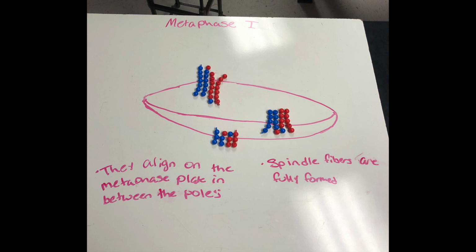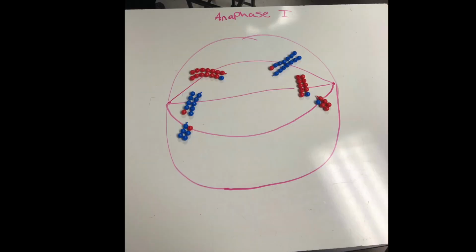Metaphase 1 is when pairs of homologous chromosomes move to the nucleus of the cell. They align on the metaphase plate in between the poles. Spindle fibers are fully formed. Then you have anaphase 1. Homologous chromosomes move to the opposite poles of the cell.